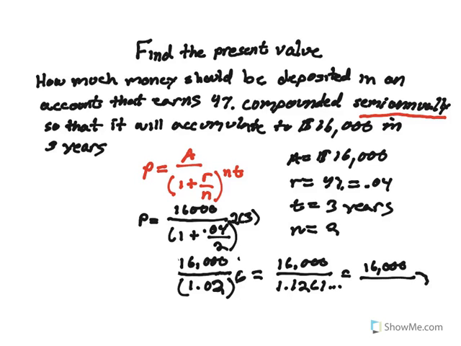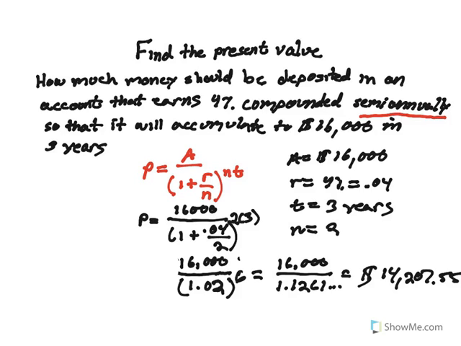Let's go ahead and calculate this. When you do 16,000 divided by 1.126, etc., you will get a value of $14,207.55. That would be the amount you would have to deposit in order to accumulate $16,000 with a 4% rate over 3 years. That's what you need.